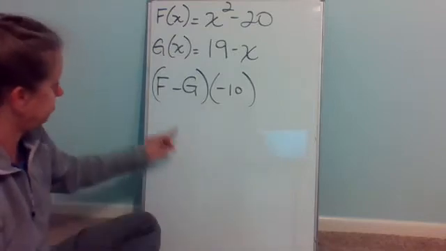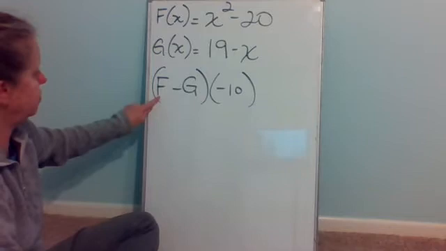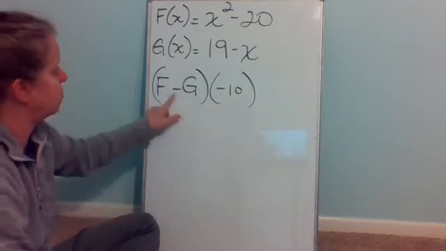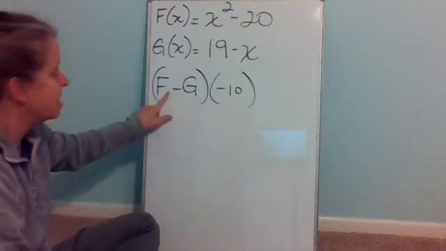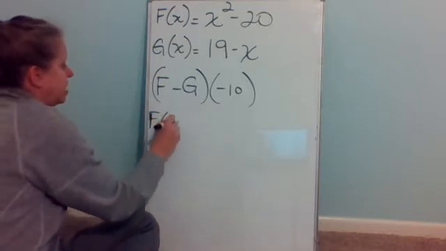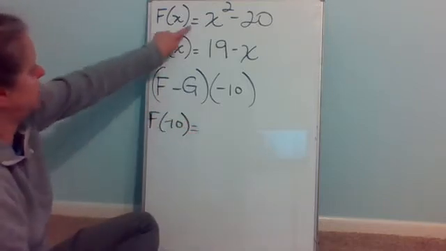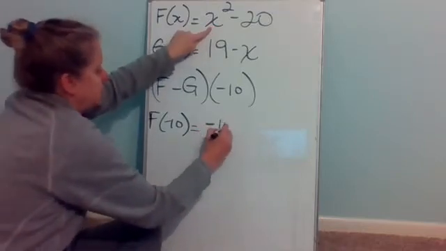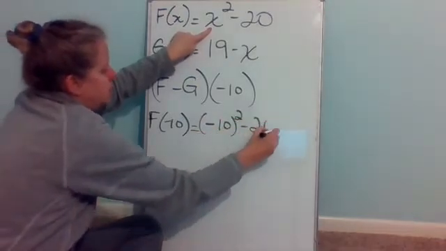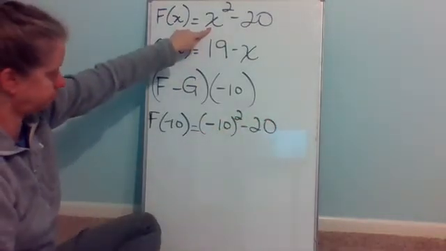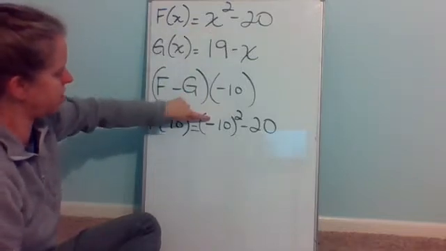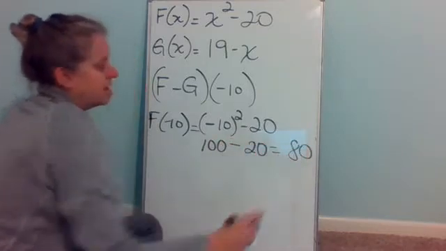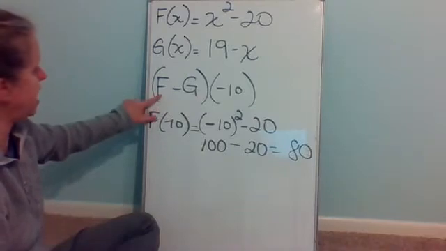So this time, you're going to be finding two things. You're going to find f of negative 10 and g of negative 10 and get your two answers and then subtract them. So let's find the f of negative 10 first, which just means to go to your f function and replace its x with negative 10. So I have negative 10 squared minus 20. Negative 10 squared gives me positive 100. Bring down the minus 20 to get 80. So there's my f of negative 10.